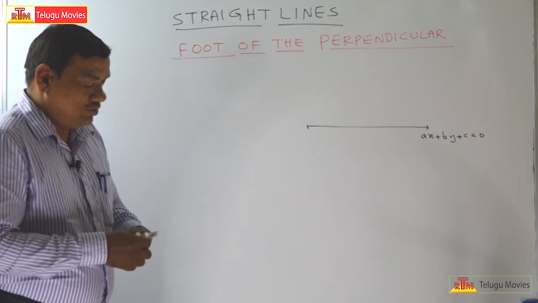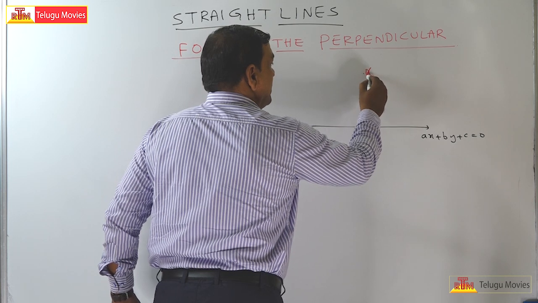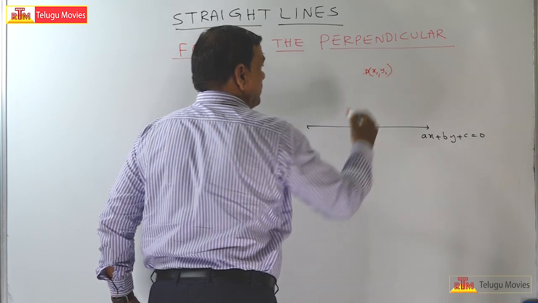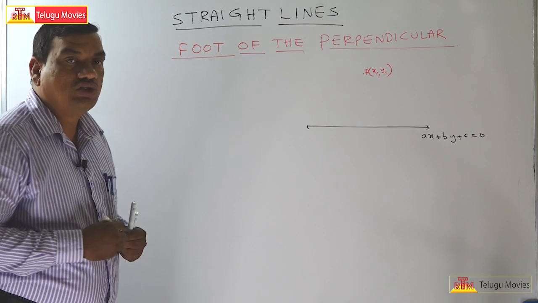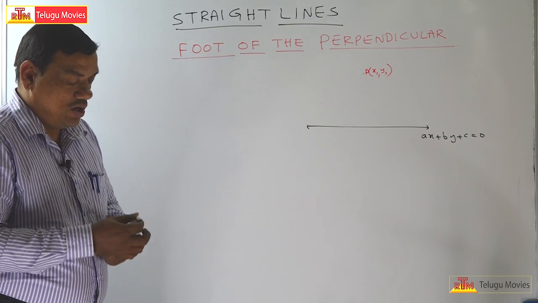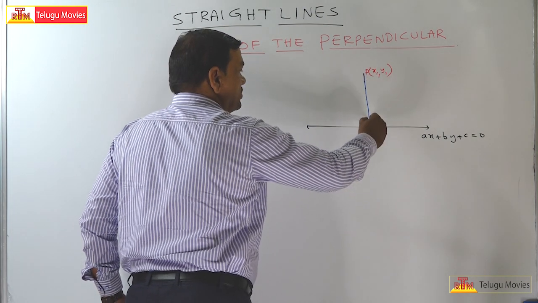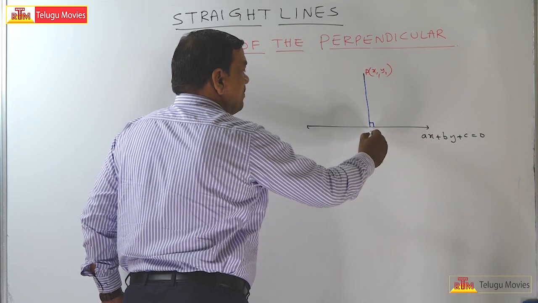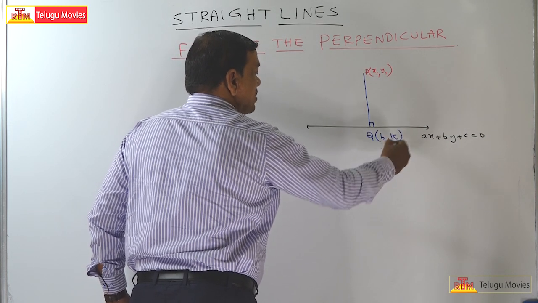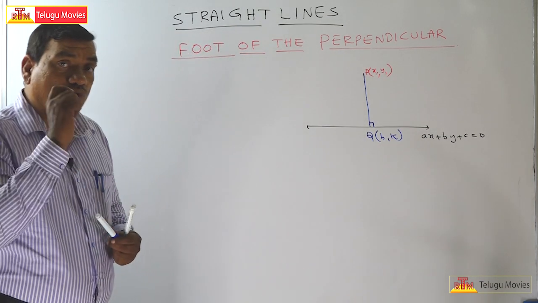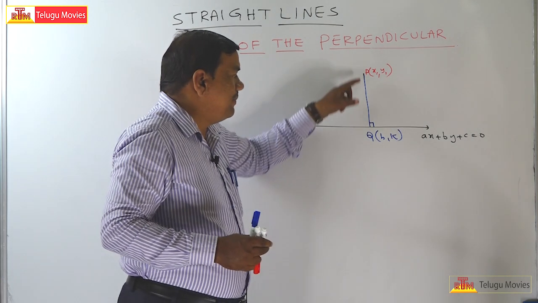Now let us take a point P which is not on the line, P(x1, y1). Let P(x1, y1) be any point which is not on the line. Now drop a perpendicular from P onto this line. Let us call the foot Q, and let this point be (h, k). This Q(h, k) is called the foot of the perpendicular.